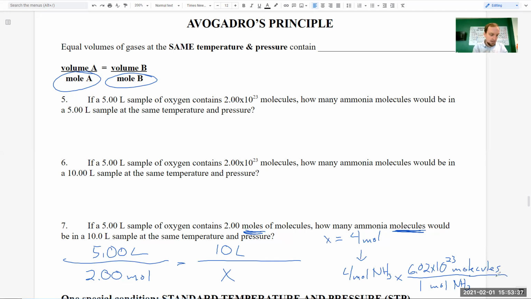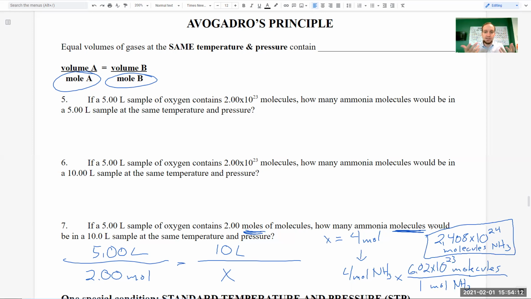Okay, so I'm going to take my calculator. I'm going to go ahead and type in 4 times 6.02 E 23 divided by 1. And I get my answer. I'm going to put it up above. Sorry, guys, I don't have a lot of space here. 2.408 times 10 to the 24 molecules of what? NH3, which is ammonia.